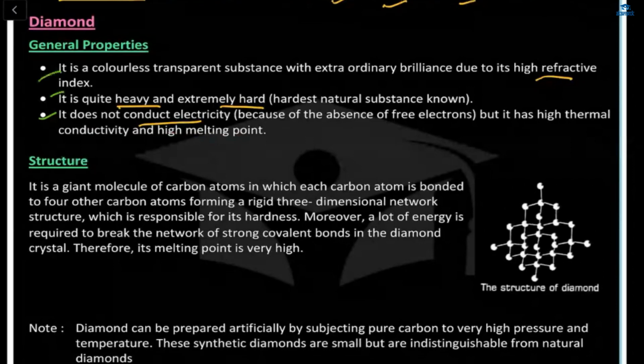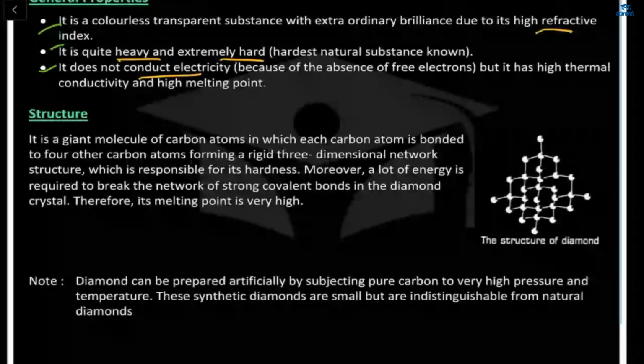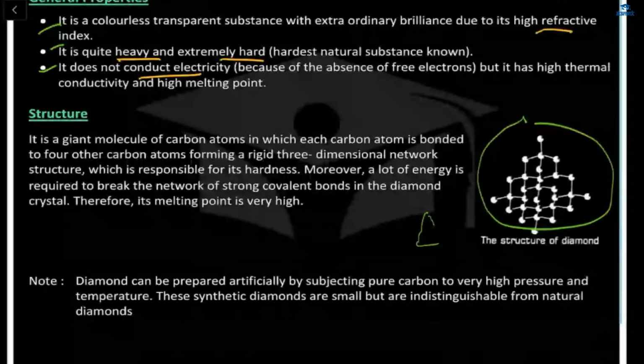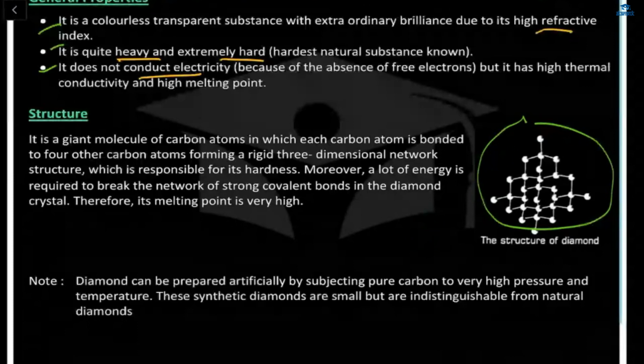So this is the structure of your diamond. Diamond is like this, right? Something like, I don't know, maybe different shapes. I can't say exactly. In different shapes, a diamond is present. So it is a giant molecule of carbon atoms. This is carbon, carbon, carbon, carbon, carbon. Everywhere is a carbon atom. Why? Because we are studying allotropes of carbon.